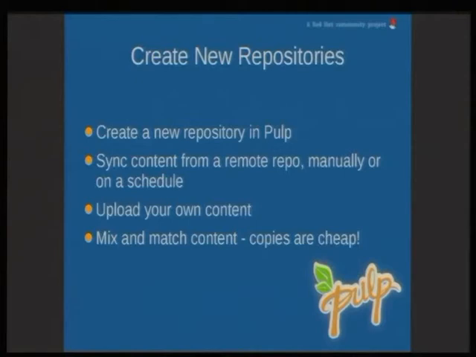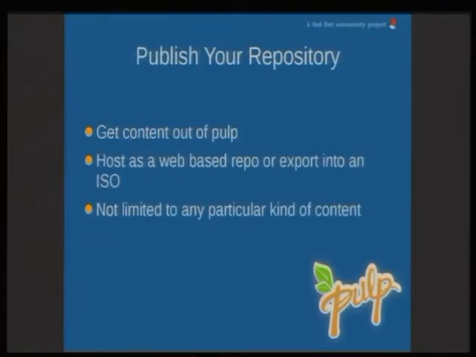So let's say you have this repository prepared and you are ready to show this content to the rest of the world. What you're going to do is publish your repository. And by publish, I mean make it available to the rest of the world. So there are several options for how to publish it. You can host the repo as a web-based repository, or you can export it into an ISO. And the very nice thing about that is it's not limited to any particular kind of content. What does it mean? It means that Pulp has a very flexible design.